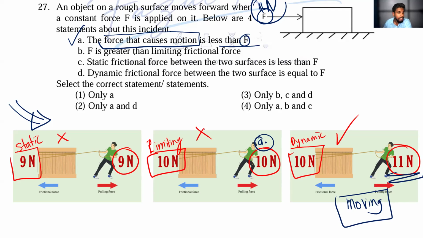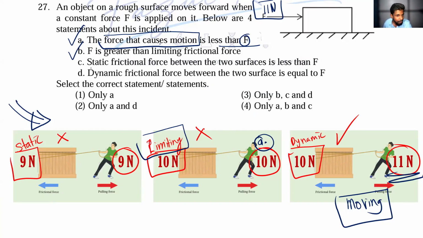That is correct. Second one, F means 11 Newton. Wait, we'll erase this and put it in a proper way. The F is greater than the limiting frictional force. Already we have marked the limiting frictional force. Limiting is 10. Here we have applied 11 Newton. So 11 Newton is more than the limiting frictional force. Limiting was 10, right? So that is also correct.